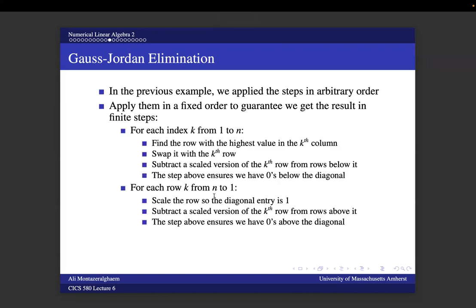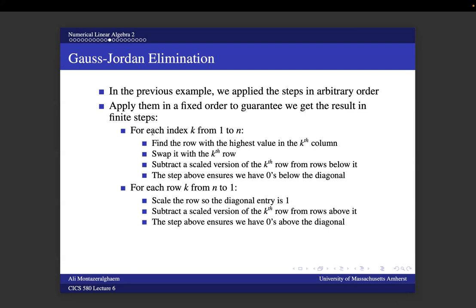In the previous example that I showed with the 2 by 2 matrix, we applied the steps in arbitrary order, right? If you want to guarantee that the result can be generated in a finite number of steps, we need to apply them in a fixed order.